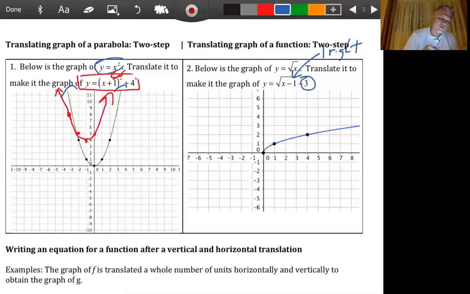And this -3, because it's outside of the x and the grouping symbol, it's going to affect the y. -3 affecting the y tells me I'm going to go 3 units, and it's going to go down.